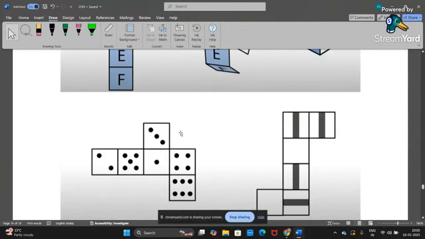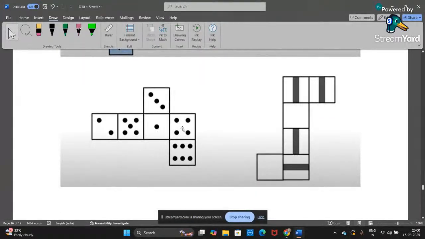Look at this. For 4, 5 is the opposite. For 1, 2 is the opposite, right? So for 3, 6 is the opposite. Likewise, we can tell it for this also. See, 1, 2, 3, 4. These four are in the sequence. This and this will be the opposite. For this, this will be the opposite.